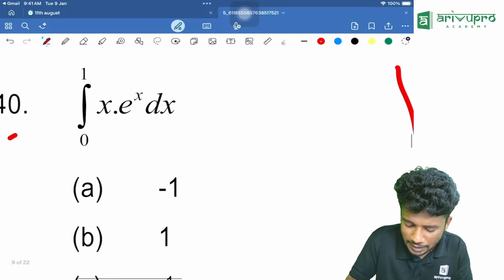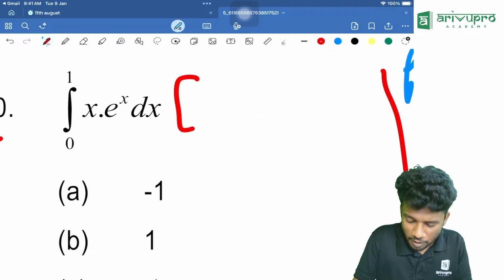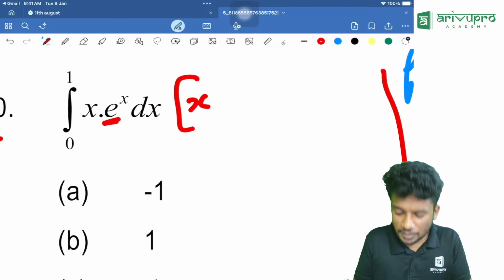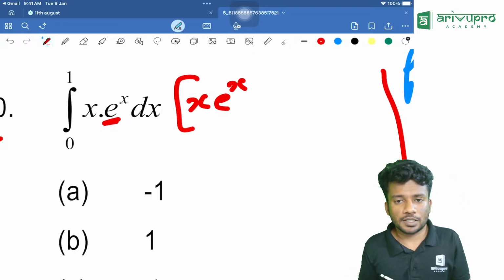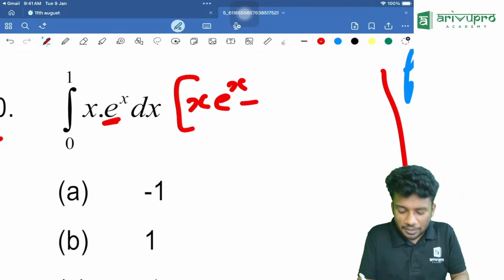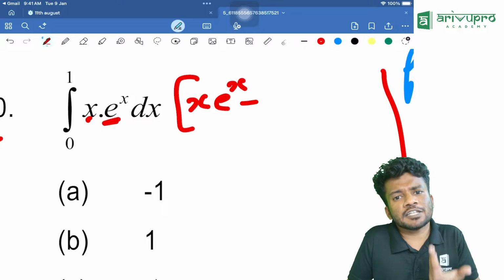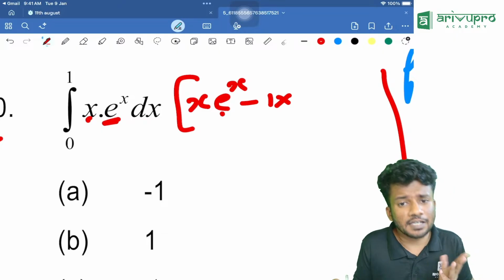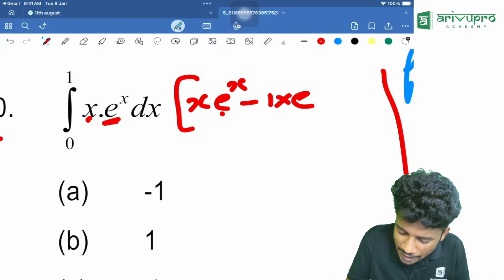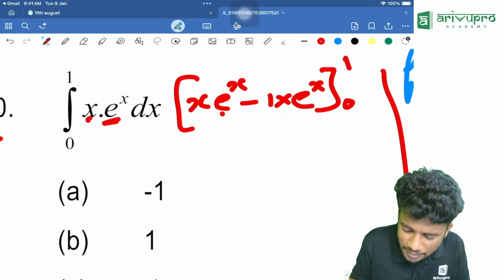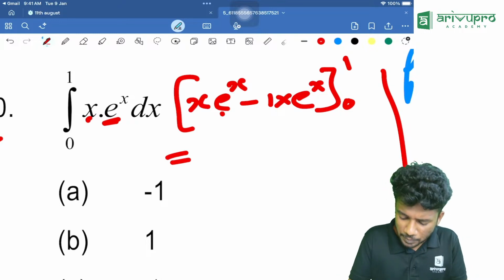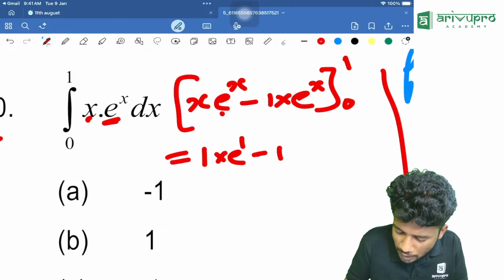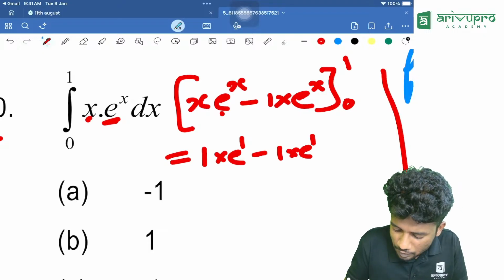Now we need to integrate. So integration will happen how? First function into integral of second function. Integral of e raised to x is how much? That is nothing but e raised to x. Minus derivative of first function. Derivative of x is how much? 1 into the integral of second function, that is nothing but e raised to x itself. Then we will apply the limit 0 to 1. Now apply the limit, people. So first, 1 into e raised to 1 minus 1 into e raised to 1. That will become 0.